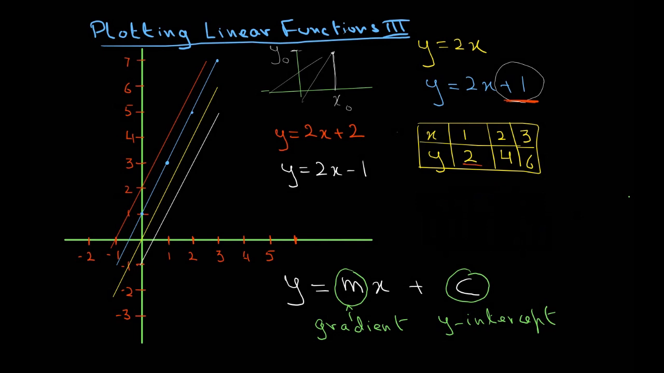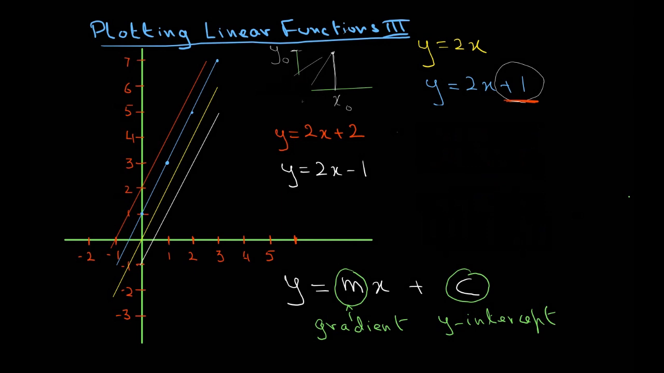The yellow table was just used to plot y is equal to 2x. So I'm going to get rid of this. Okay, I don't need to discuss why the lines are parallel. So I'm going to get rid of this part as well. And now we have four equations: y is equal to 2x, y is equal to 2x plus 1, y is equal to 2x plus 2, and y is equal to 2x minus 1, and I've plotted them over here.